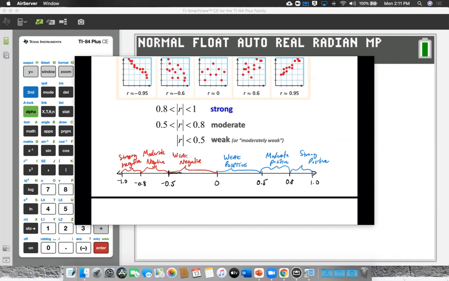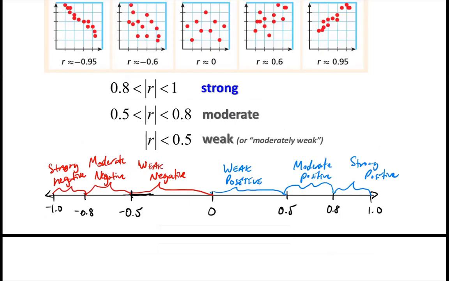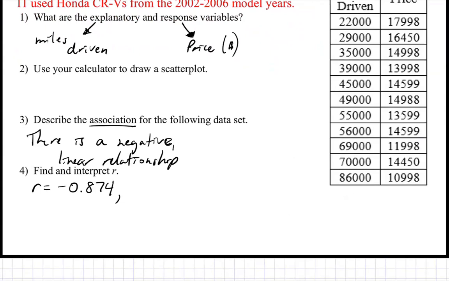Okay. So we're going to go back to here. And we're going to put there's a negative strong. I guess grammatically, it probably sounds better to put strong before negative, but I don't care. You could put strong negative, you could put negative strong, I don't care. I'm just looking for keywords. I'm looking for positive, negative, strong, weak, moderate, linear relationship. That's what I'm looking for.